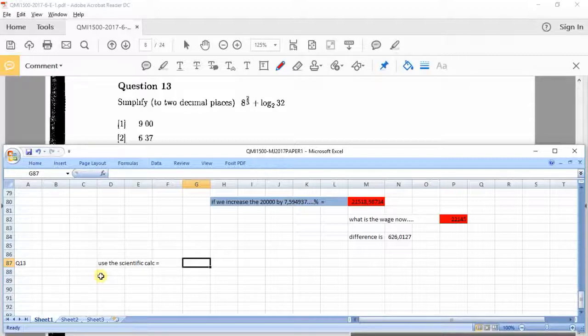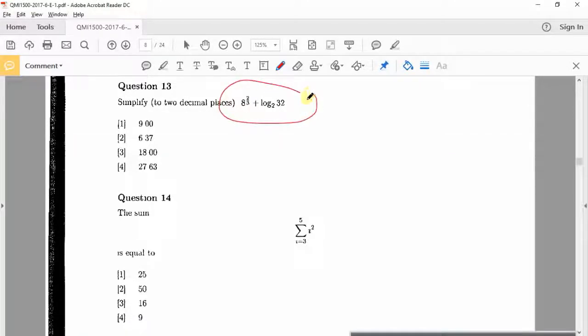So 8 to the power 2 over 3, 2 divided by 3. Maybe I should put that in a bracket just in case. Plus log. Where's your fancy log? That's the one. Good. Log 2, 32, and then just equals 9. It was very easy on a calculator, so you just use that.